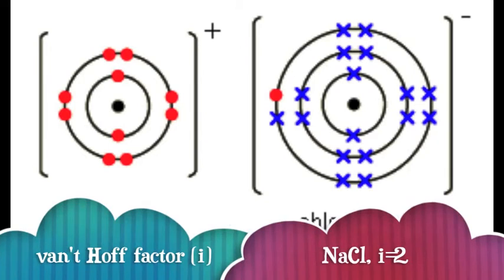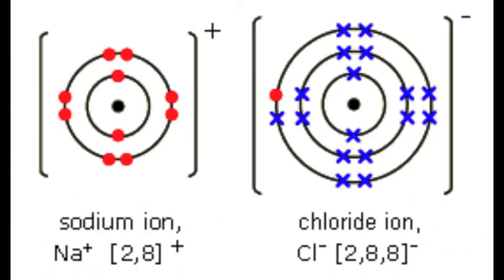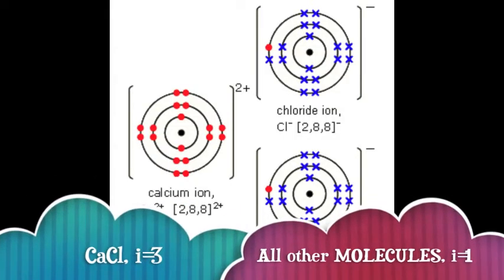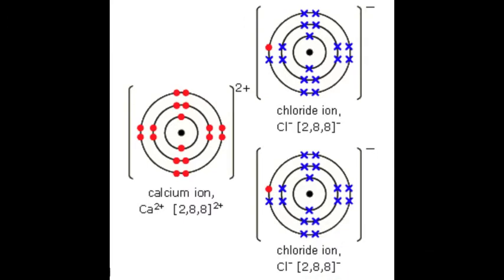To know the value of i, the van 't Hoff factor, we will need to know the number of ions that could be split from the compound. For example, sodium chloride has an i value of 2. Calcium chloride has an i value of 3, while for most of the molecules, they all have an i value of 1.